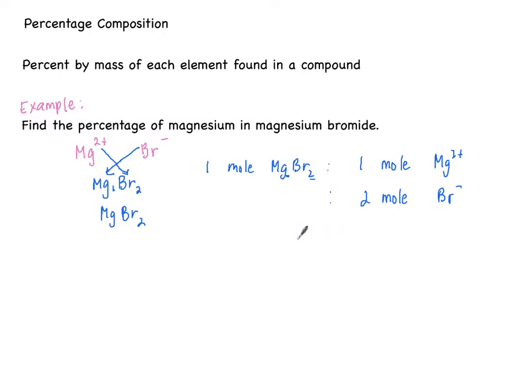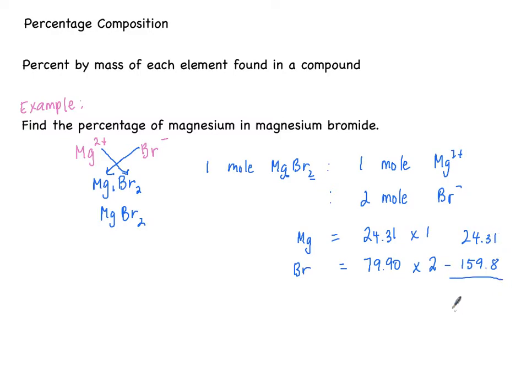So on our periodic table, we know that magnesium is equal to 24.31. Bromide is equal to 79.9. Since there's only 1 mole of magnesium, I'm just going to times that by 1. And there are 2 moles of bromide ions, so I'm going to times that by 2. And that is going to give me a value of 159.8.